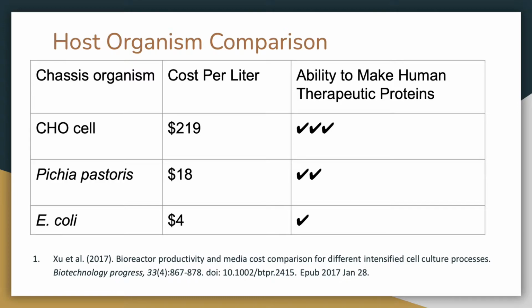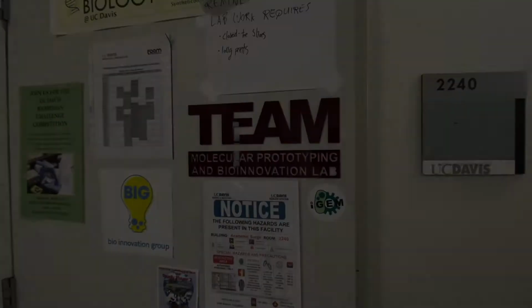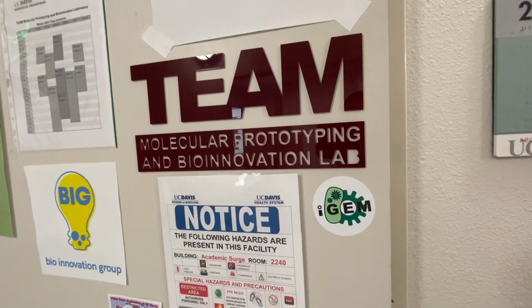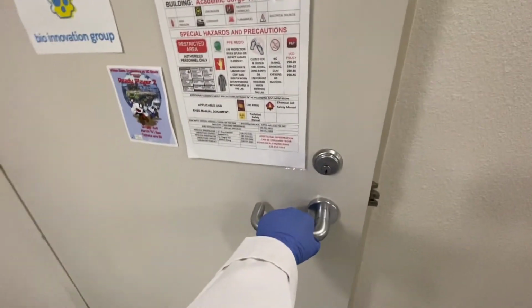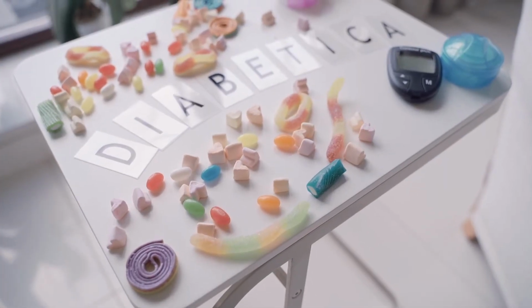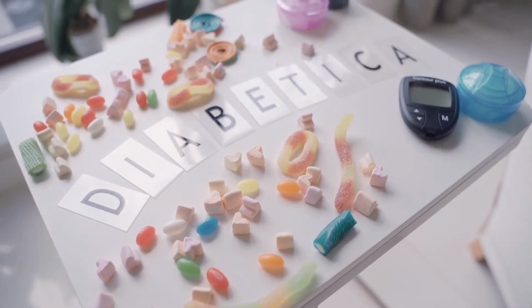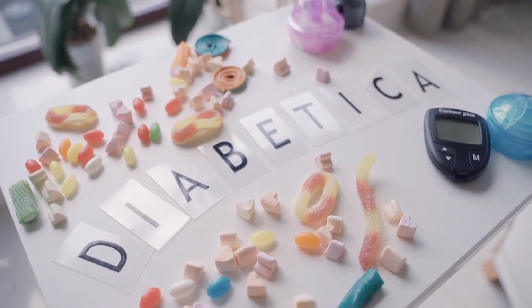Even for cheaper organisms like E. coli, media prices cost downward to only $4 per liter, but they are limited in the type of human proteins they can make. If we successfully transform Chlamydomonas reinhardtii to produce insulin, future research can apply similar concepts to produce other medicines. If successful, Algae to Insulin has the potential to transform medicine into something more affordable and accessible, the way it should be.